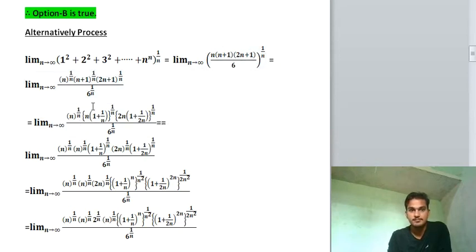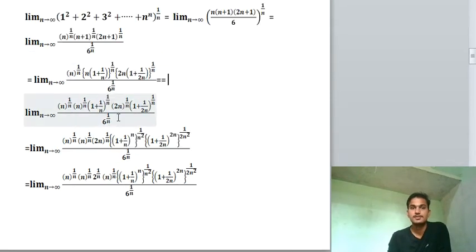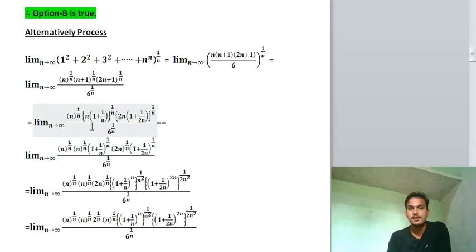Similarly, 1 by n, similarly this is (2n+1) to the power 1 by n, and this is 6 to the power 1 by n. So in the next step we'll take the limit as n tends to infinity of n to the power 1 by n, and n to the power 1 by n into (n+1) to the power 1 by n.